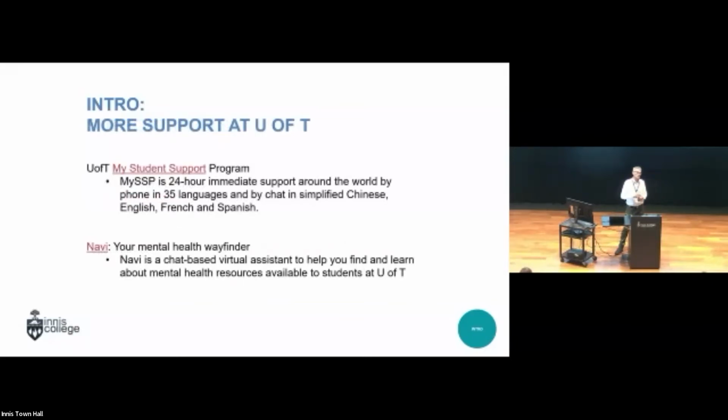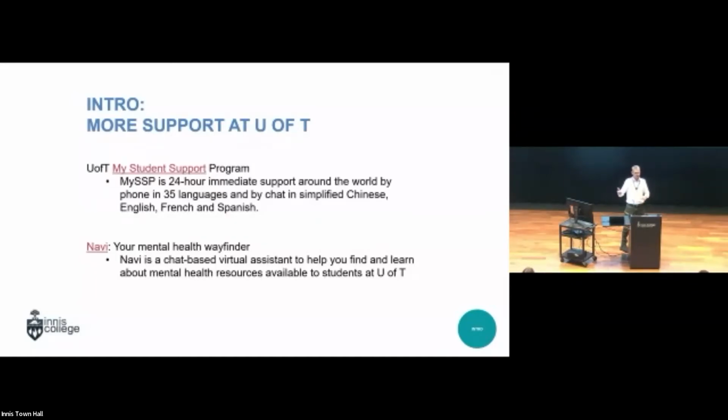And also the University of Toronto more widely offers many supports, but I threw two up on the screen, just to point out. The University of Toronto my SSP, my Student Support Program, started before the pandemic, but it was a real boom during the pandemic because my SSP is 24-hour immediate support around the world in 35 different languages and by chat in simplified Chinese, English, French, and Spanish. And they also do ongoing support by phone in 146 languages. So a really helpful tool if you feel that you need to talk to somebody.